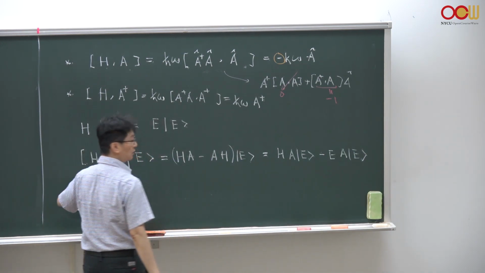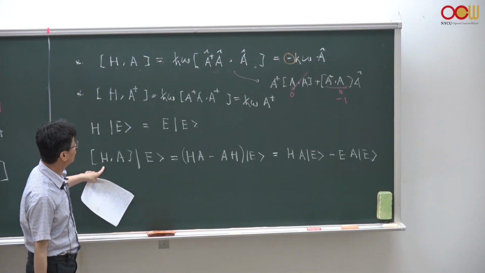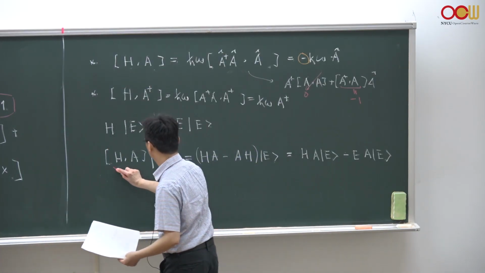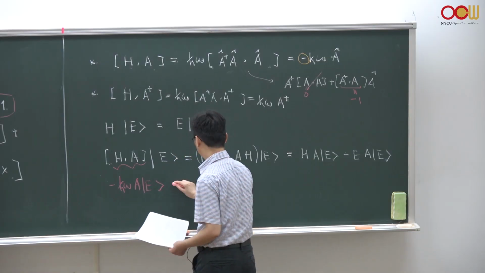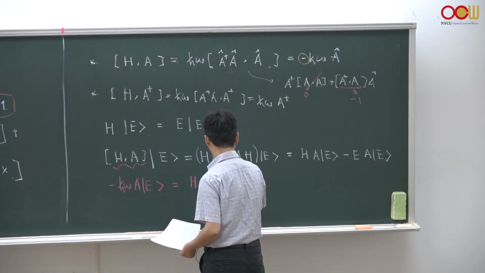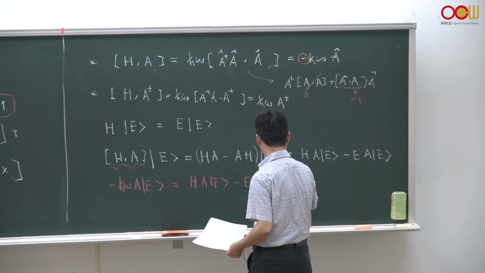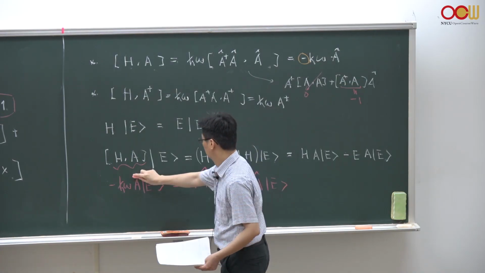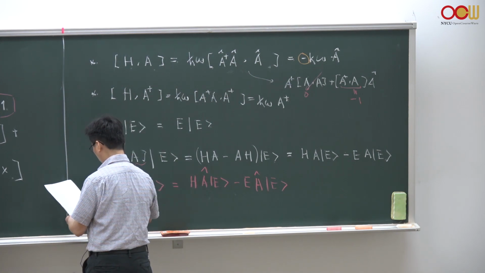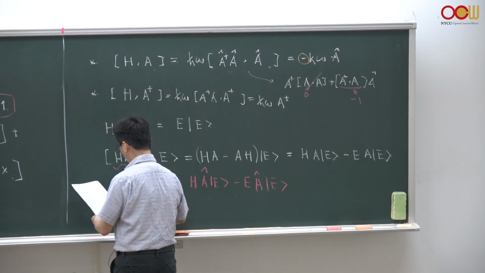But what is this on the left hand side of this operation? Well, this is the commutator between H and A, which is what? Minus H bar omega times A, right? So this is given by H A E minus E A acting on E. Let me just rewrite this term in terms of a more useful expression, which is this eigenvalue equation.